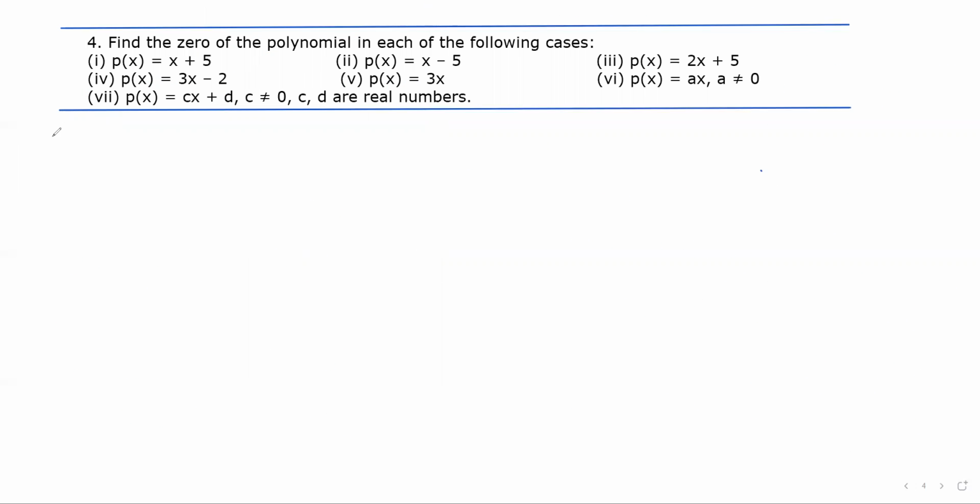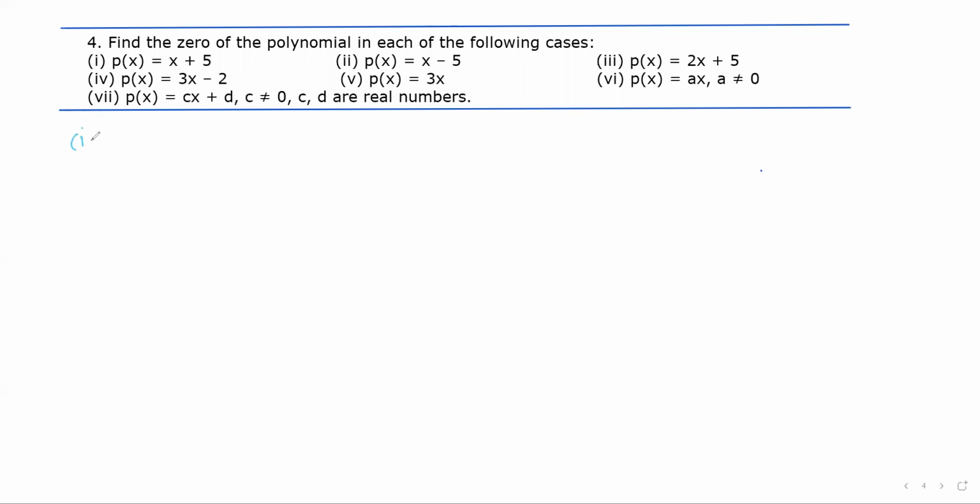Fourth question is, find the 0 of the polynomial in each of the following cases. Now, to find the 0 of the polynomial, all you have to do is equate P of x is equals to 0. Whatever value of x you get is your 0 of the polynomial.